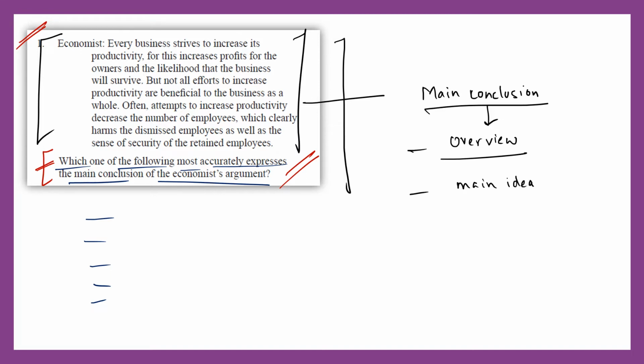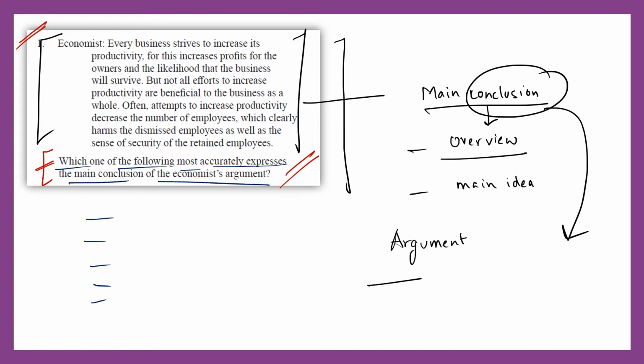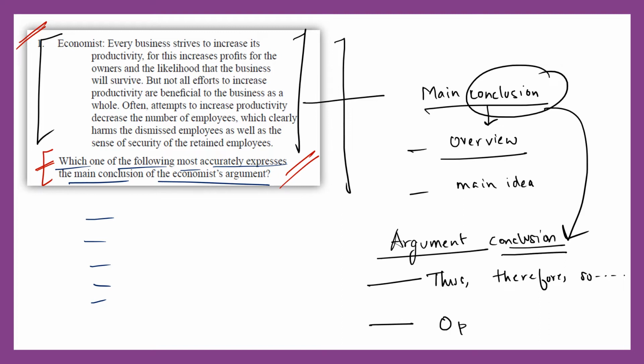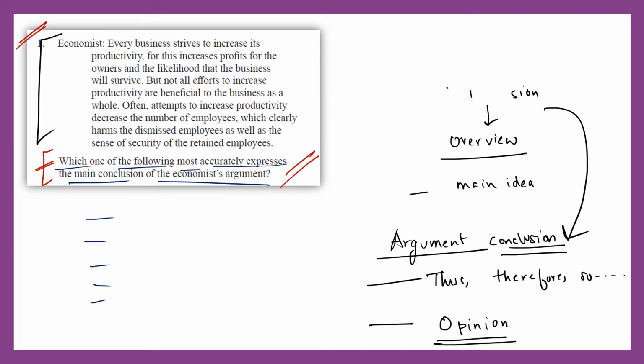The other thing about the conclusion is that you'd find that in an argument, right? In an argument, the conclusion is generally indicated by words such as thus, therefore, so, etc. The other way in which you can have an argument's conclusion is when you see an opinion. So when you see an opinion, then also you know that you're looking for the conclusion. So let's read what is given to us here and we'll pick our answer.